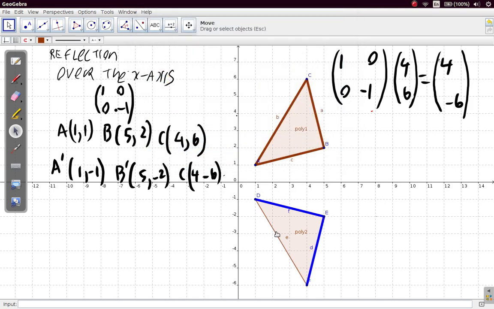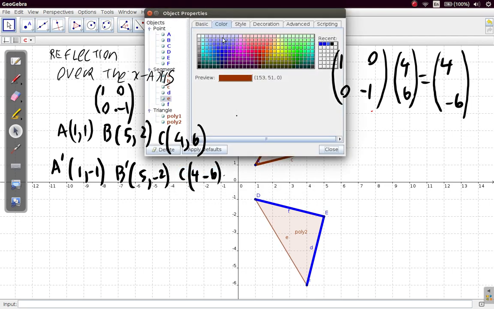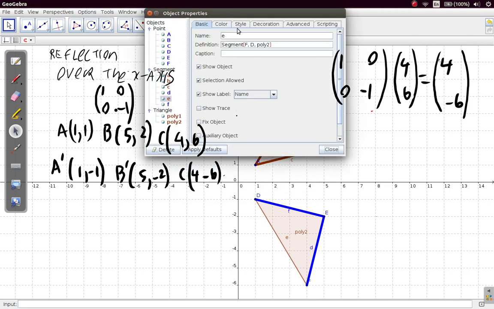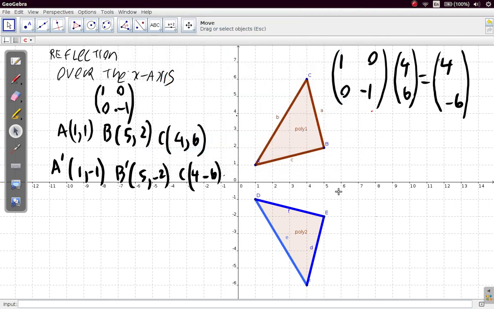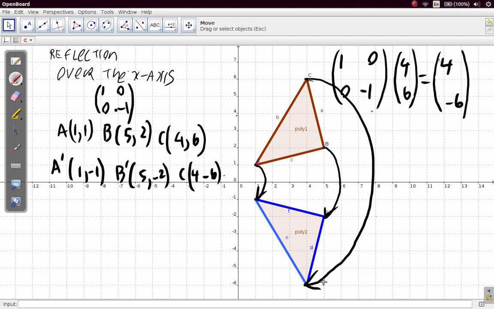Nice. And this one, make it thicker and make the color the same blue as before. So there we have it, and you can see that if we reflect A over the x-axis, it comes here, B over the x-axis it comes here, and C over the x-axis it comes here. Alright, so that's what we have, reflection over the x-axis.